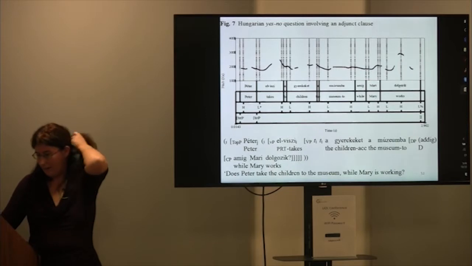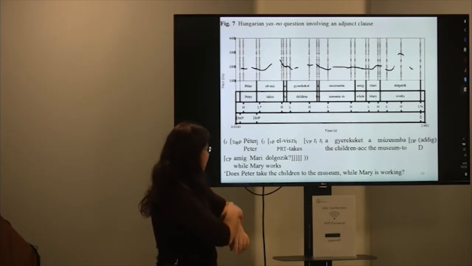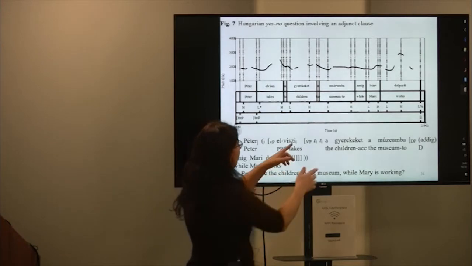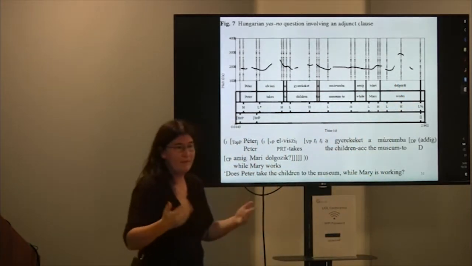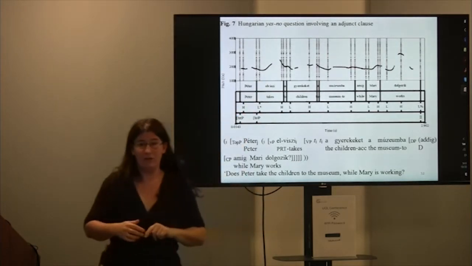Okay, now this is the same example with an adjunct clause. So this one is: Peter takes the children to the museum while Mary is working. Okay, the while Mary is working is here. This is the verb, but it does not start a new tune. The tune starts here, on the main verb.